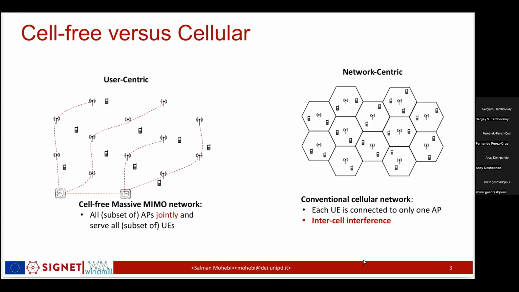In comparison to traditional or conventional network-centric cellular systems, where one base station tries to serve multiple users on its own. All the access points are connected through fibers, fronthaul links, to some CPUs where some network operations take place, like synchronization or data coding and precoding.